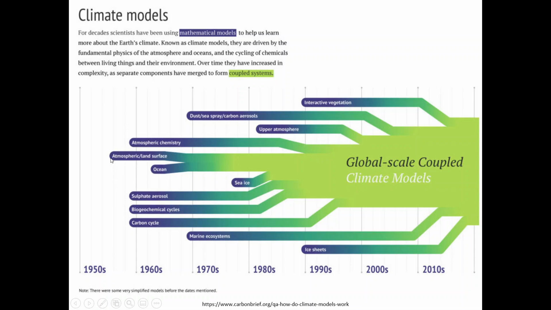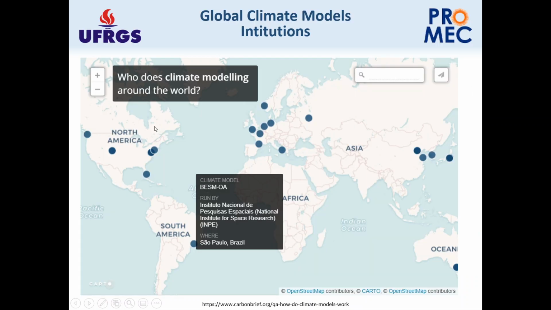So climate models have developed substantially from the past. In the past, it was only taking into account the atmosphere and land surface, and then several other aspects were included. And nowadays, we have very, very good climate models. But even in the past, when the climate models weren't so detailed, they still had a lot of good results. I'm going to show you the results in the next slides.